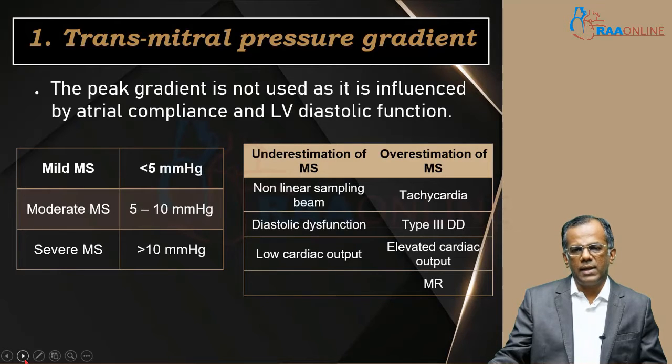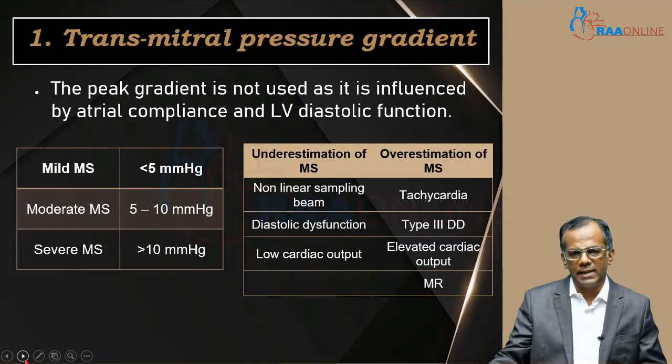The peak gradient is not used to classify mitral stenosis as it is influenced by atrial compliance and left ventricular diastolic function. We can grade mitral stenosis based on the pressure gradient, and any gradient greater than 10 millimeters of mercury is severe mitral stenosis.